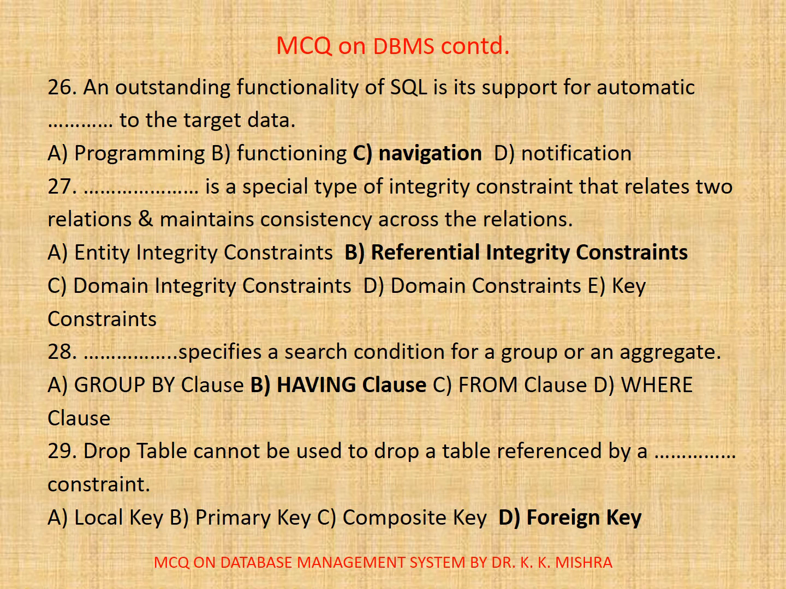29. Obviously, actually it is 30. By the way, one number was doubled, so there are 30 questions in this particular video tutorial. The last one is here, drop table cannot be used to drop a table referenced by a dash constraint. Correct option is D. Foreign key.